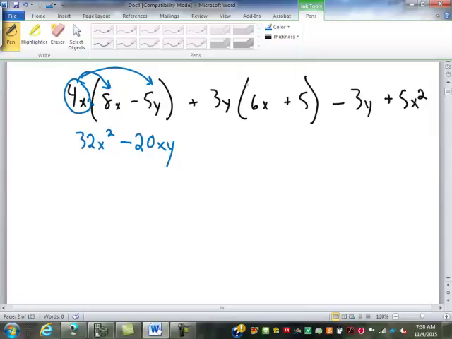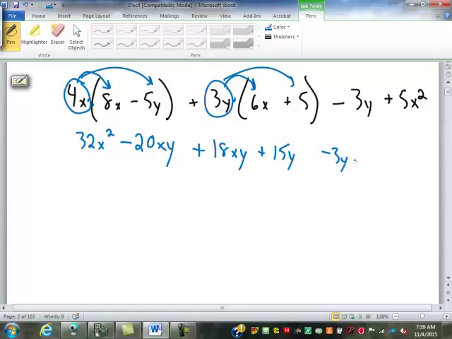No. And it needs to be done to that set of parentheses. Yeah, times 3y. 3y times 6x is 18xy. It's positive, so I'm going to put plus 18xy. 3y times 5 is plus 15y. Nothing else to do with the negative 3y and positive 5x squared.